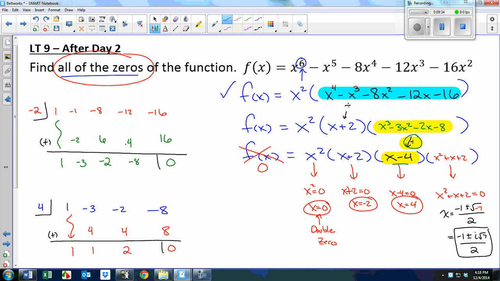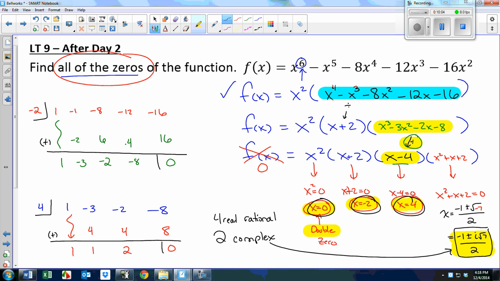So to finish this off, the zeros were as follows. X equals 0, that counts twice. Then negative 2 counts once. Then 4, so that's 4 answers. And then negative 1 plus or minus i square root of 7 divided by 2 counts as 2 imaginary answers. So we have 4 real rational roots. They're all rational. This one, this one, this one. And then 2 complex roots, the 2 imaginary answers we found with the quadratic formula.